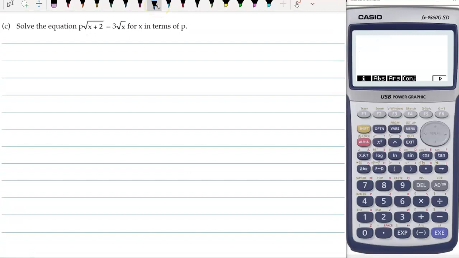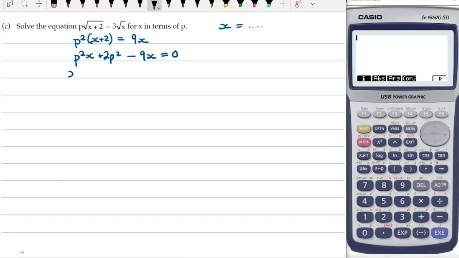Okay, so let's try and sort out this equation. Solving for x in terms of p means we want x equals something. So let's aim for that. Squaring both sides to get rid of the square root first. We've got p squared times x plus 2. Don't forget to square the bit that's outside of the square root sign as well. On the right, we'll have 9 times x. So we now get p squared x plus 2p squared minus 9x equals 0.